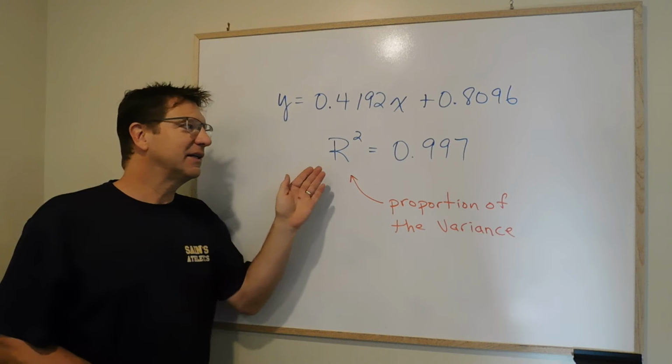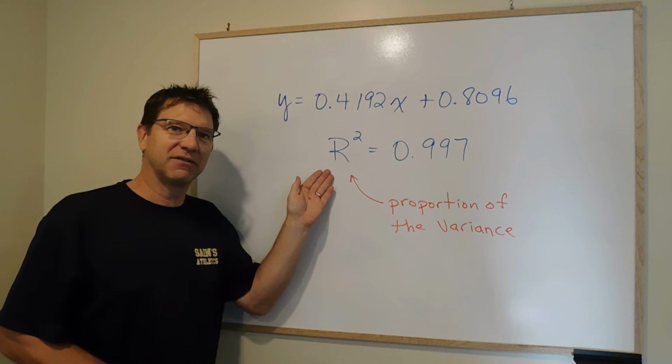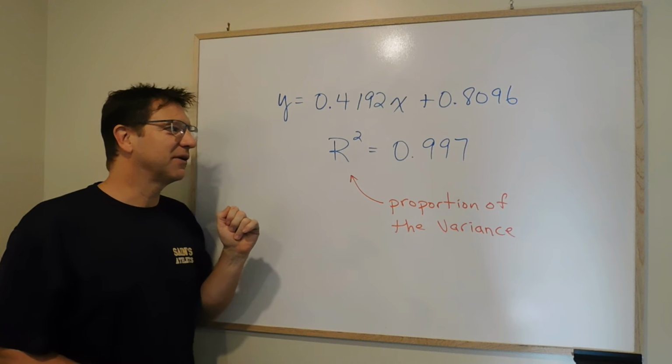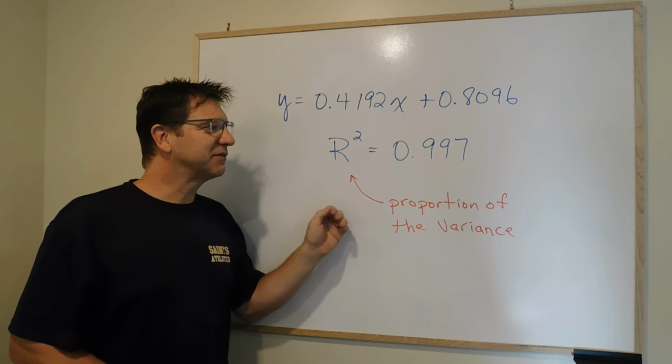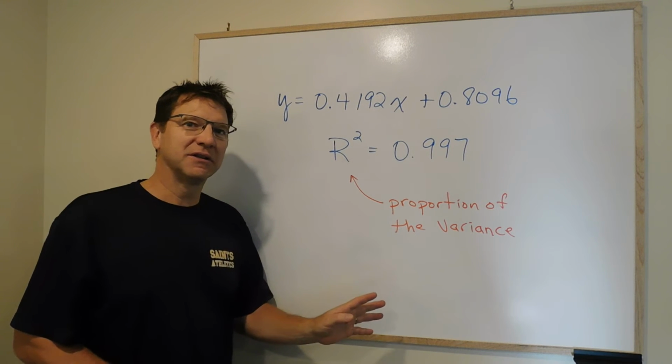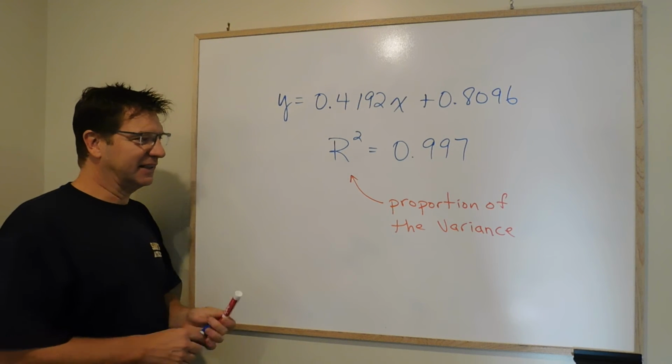Now r is for correlation. I know correlation starts with a C, but we use r for correlation. And r squared is for the proportion of the variance. Now that's big words, but what it's saying is this.